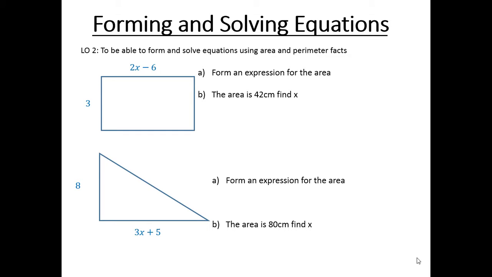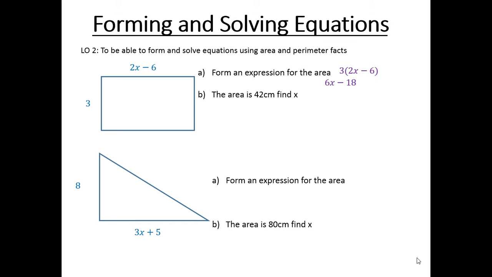Okay, quickly going through this. Form an expression for the area. So what is the area of the rectangle first? It's width times length, so it will be 2x minus 6 times by 3. Okay, so you just multiply them together. You can leave it as this or expand it. So you do 2x times 3 is 6x, then minus 6 times 3 is minus 18, and that's it.